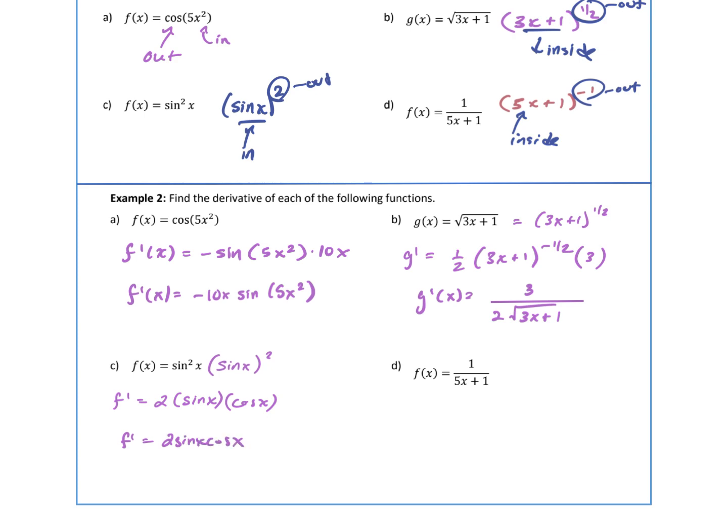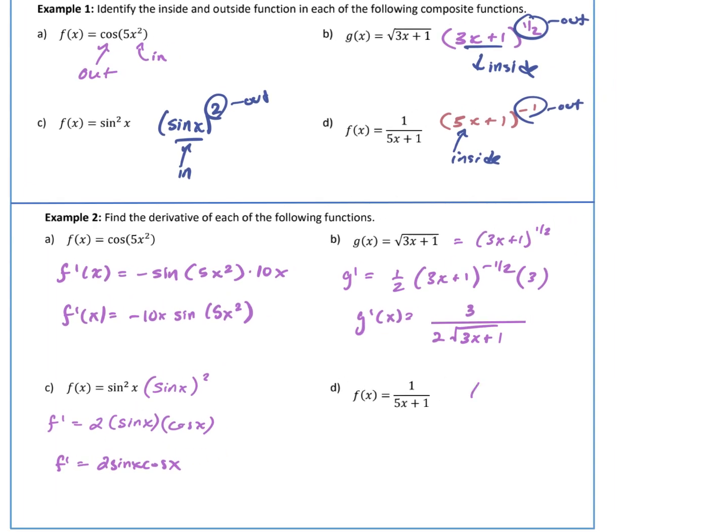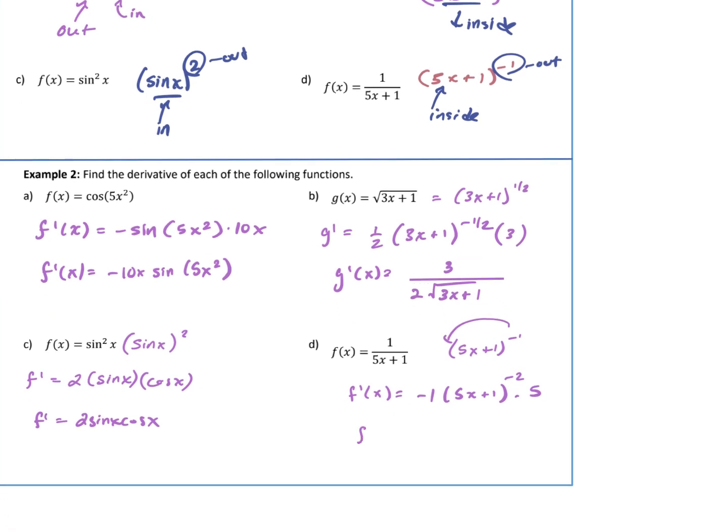Cosine of x. And then here, we're going to rewrite this as 5x plus 1 to the negative first power. So f prime is going to be negative 1. Lower the power by 1. A lot of students forget to do that part of it, and then times the derivative of the inside. So we're going to get f prime of x, negative 5 over 5x plus 1 squared.